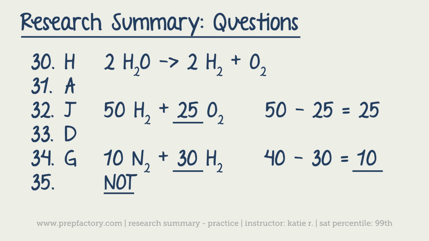And then D, other reactions occurring between copper oxide and hydrogen that produced different products. Okay, so if they're producing different products, that's going to change our equation up. That's going to be a big problem. So the only one that is not a problem is answer choice A. Okay, so there you have it.